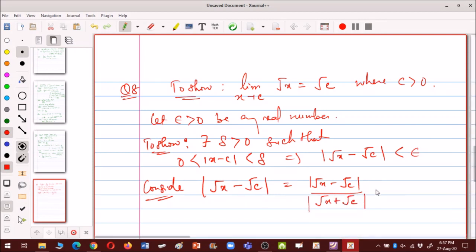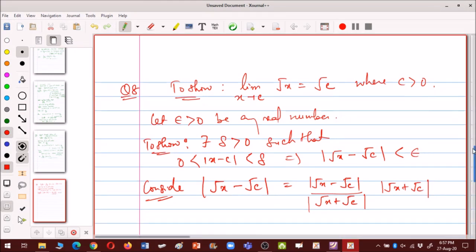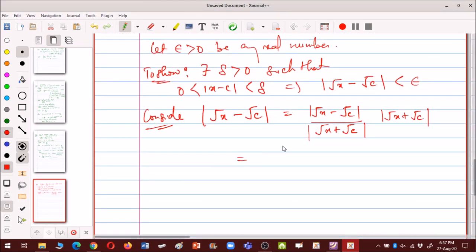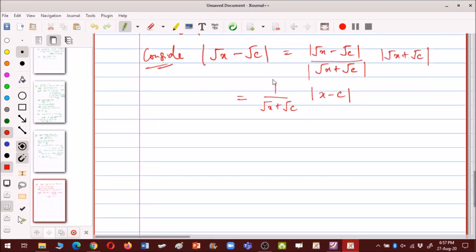So I am multiplying and dividing by root x plus root c, and again this is equal to 1 by root x plus root c. These are both positive square roots, so I can remove the mod, and this is x minus c. So I have to replace this by some k.